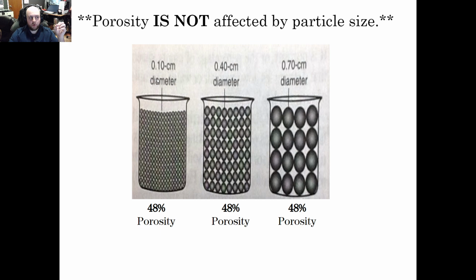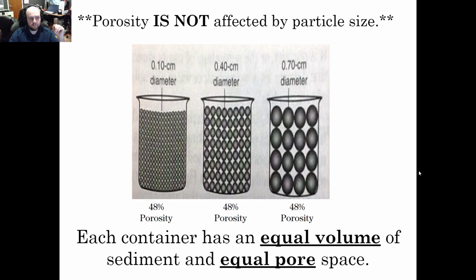So if I were to pour water into this container here, I can pour an equal amount of water in here, as in here, as in here, without any issue. Okay, so each container has an equal volume of sediment and an equal pore space. On the bottom of that first page, write that down. There's a spot, it says each container has blank, fill in an equal amount of volume of sediment and equal pore space. Okay, so that is porosity.